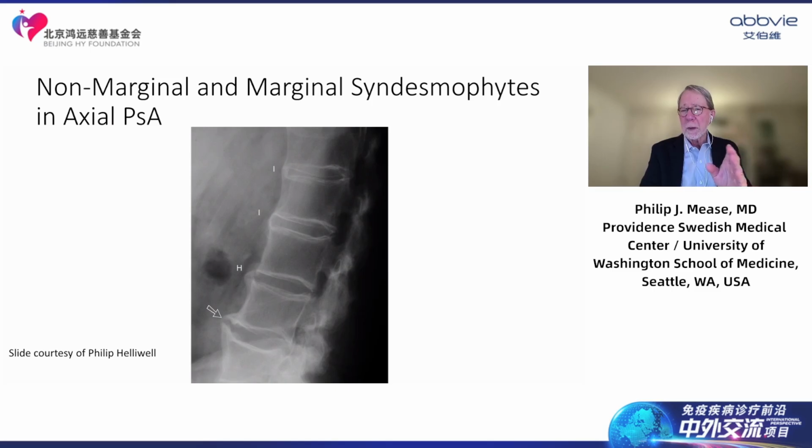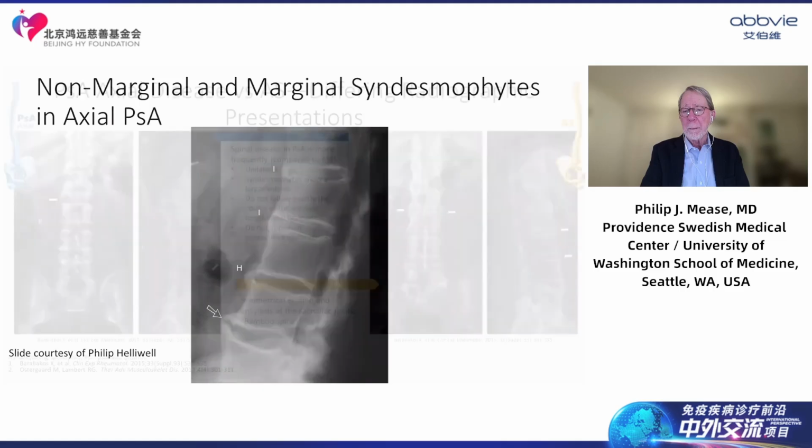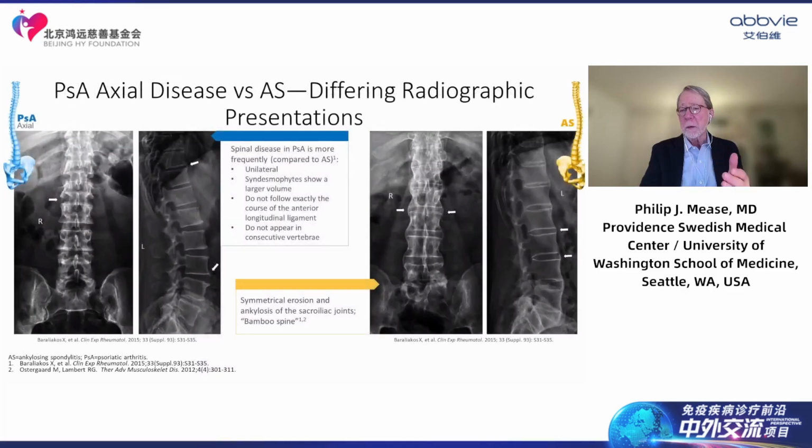That's very different than the more marginal syndesmophytes we see in the upper vertebra there and are more characteristic of axial spondyloarthritis. And here again is a contrast between the pure axial spondyloarthritis patient on the right-hand side with multiple levels of ankylosis and sacroiliac changes, whereas on the left, the PsA patient has multiple areas that are involved, but multiple areas that aren't involved, so skip areas.